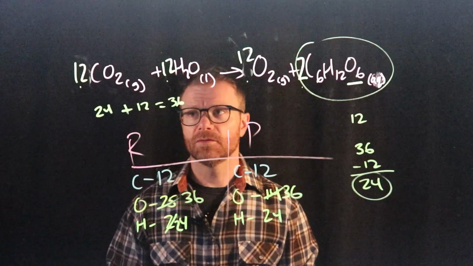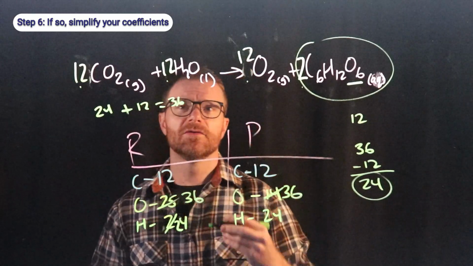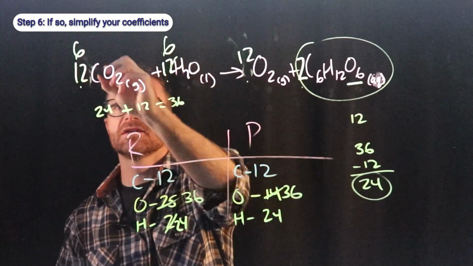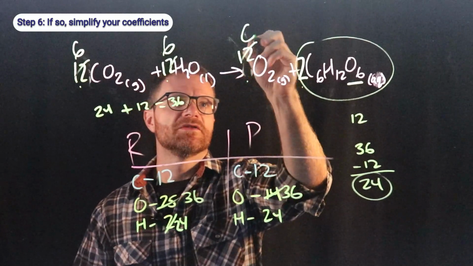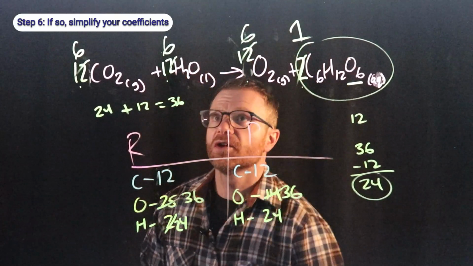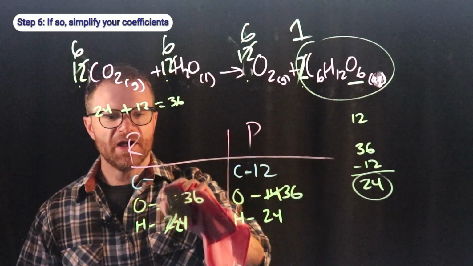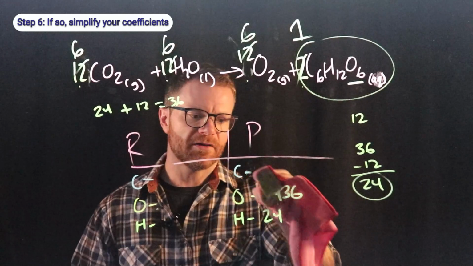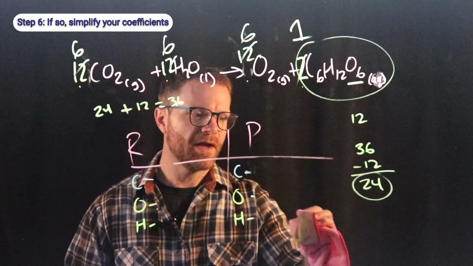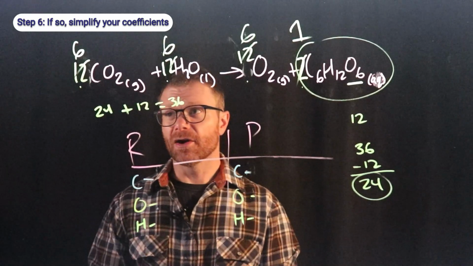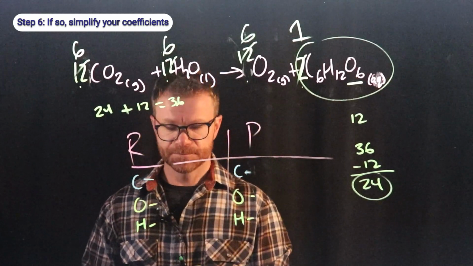It's 2, right? 12 divided by 2 is 6. 12 divided by 2 is 6. 12 divided by 2 is 6. And 2 divided by 2 is 1. And so whenever you can simplify your coefficients, if they're all divisible by a common factor, you should do so, and then you'll get the right answer. And so now we end up at the answer we got earlier with these 3 6s in front.